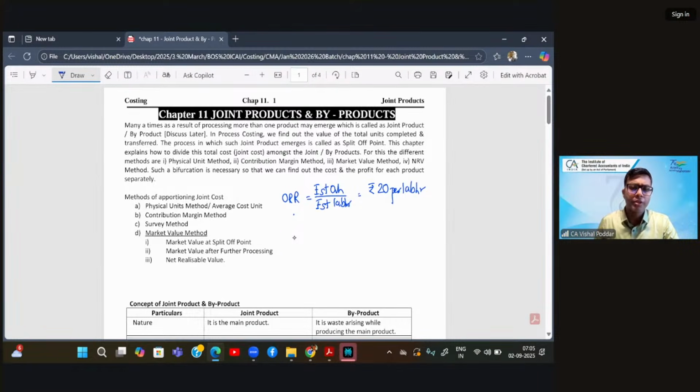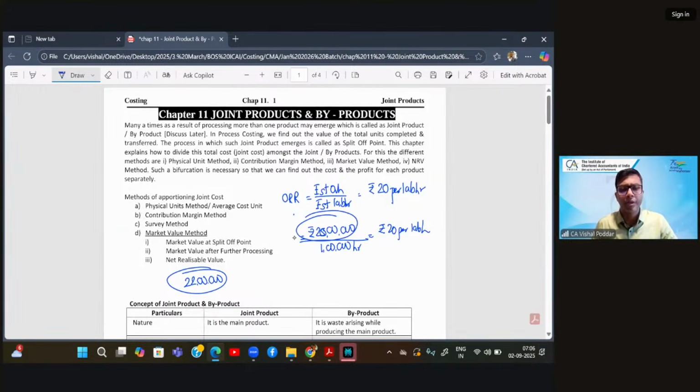But using this rate, whatever overheads you charged, there was under absorption. So you had estimated, let us say, 20 lakhs as overheads, and 1 lakh as your labor hours. So you got this 20 per labor hour. However, your actual overheads were 22 lakhs. But since you had estimated 20, there is a shortfall of 2 lakhs, which is called under absorption.